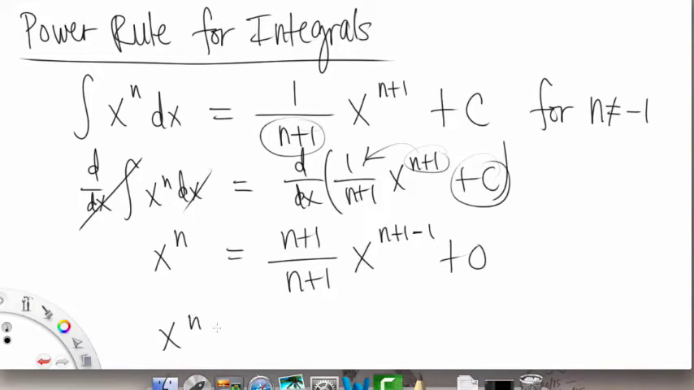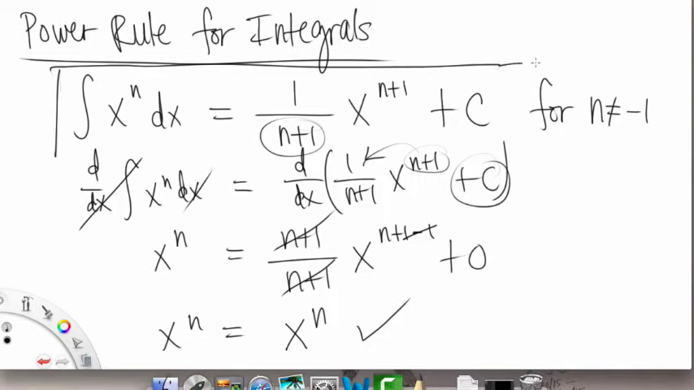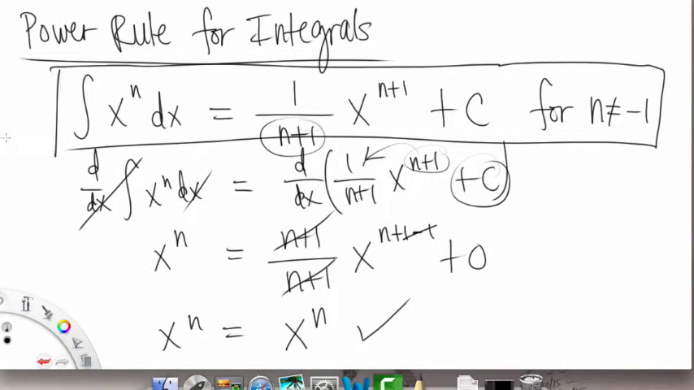So we have x to the n is equal to, these cancel out to make a 1, and then we have 1 times x to the n power, because those 1's cancel out as well. So we have x to the n, and we're good, right? So that power rule works. So here's our power rule for integrals, right up here on that top line, okay?